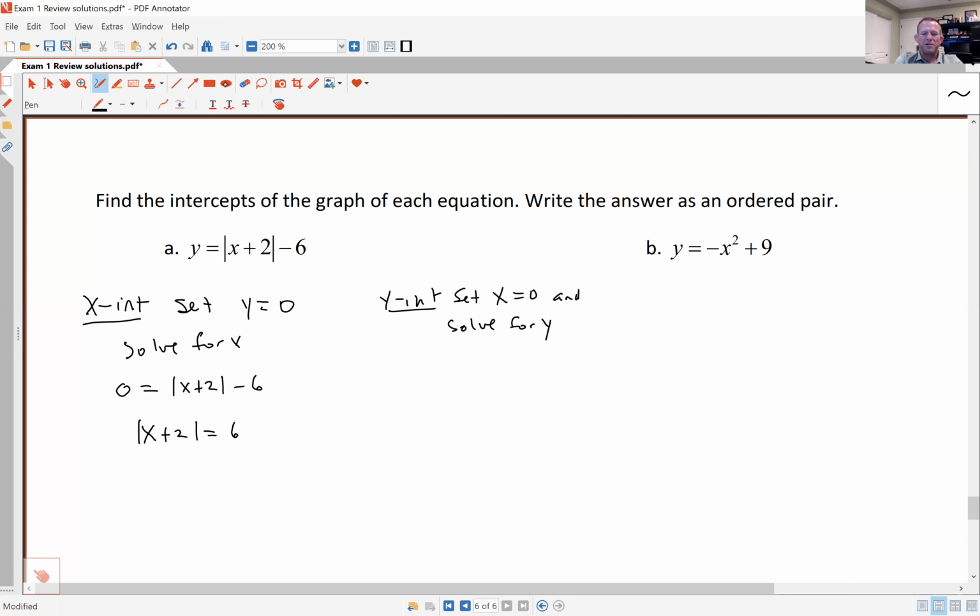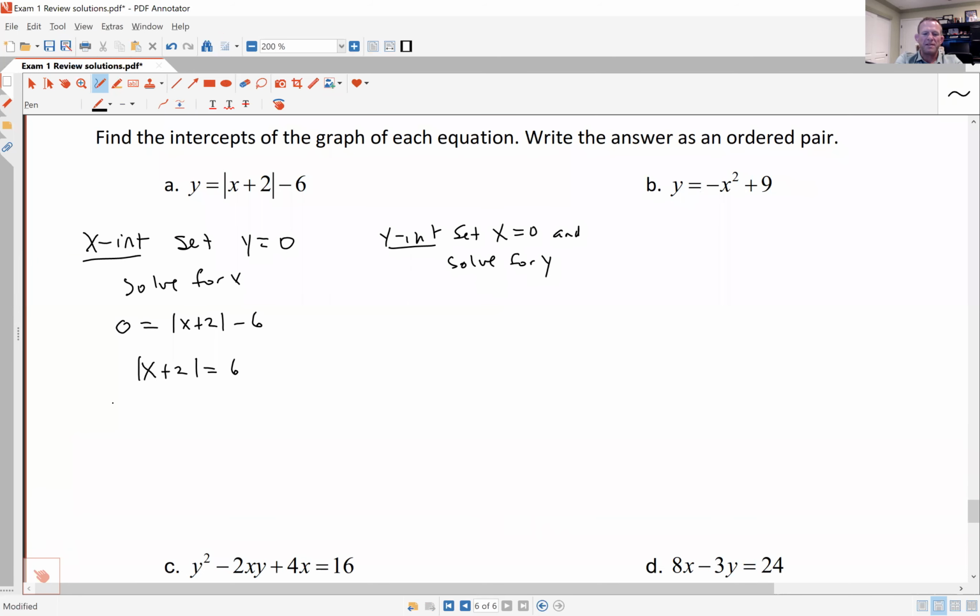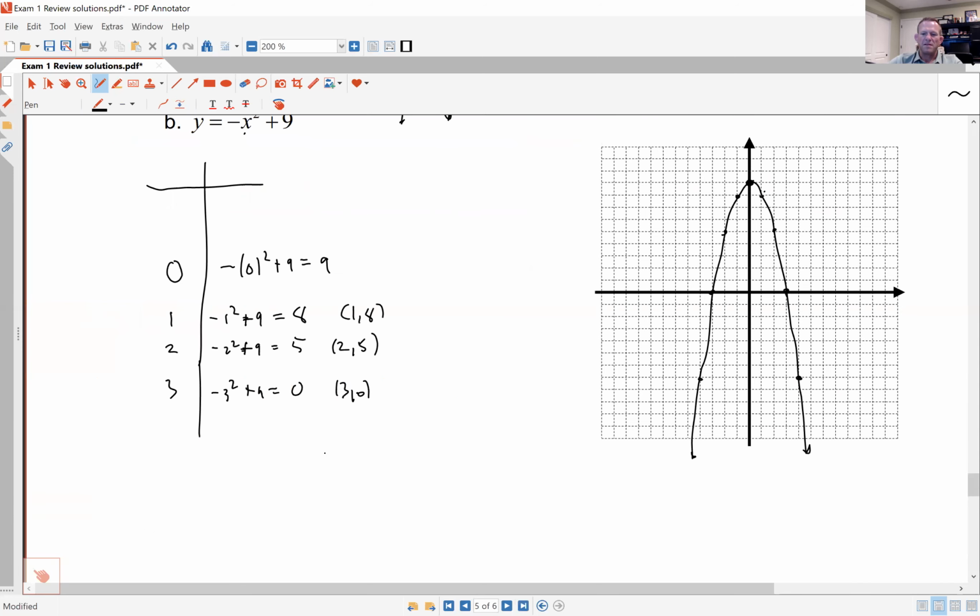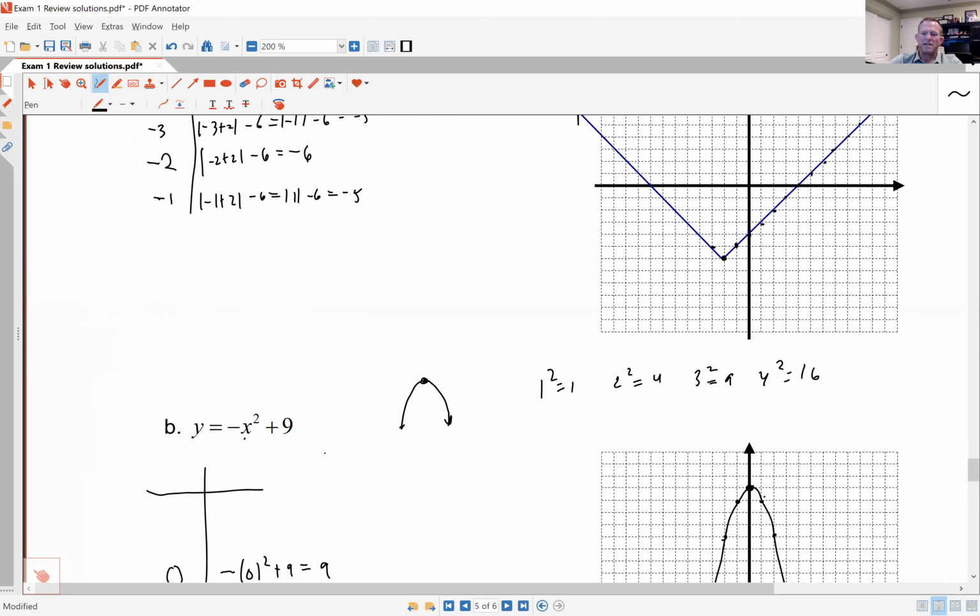There's the absolute value equation, where we solve it by dropping the absolute value bars and keeping it the same, then dropping it and taking an opposite. This gives us 6 minus 2 is 4. This gives us negative 6 minus 2 is negative 8. So these intercepts are 4, 0, and negative 8, 0. And we would see these on our graph up here as 4, 0, and negative 8, 0.